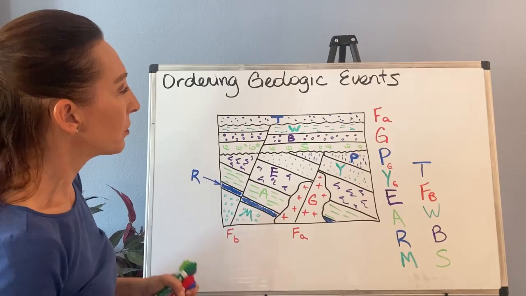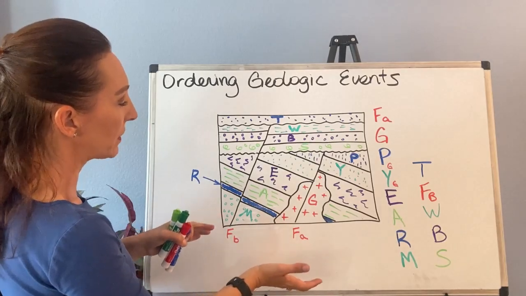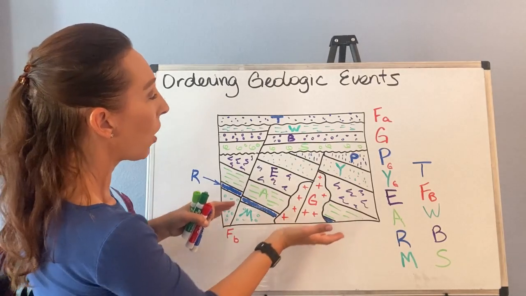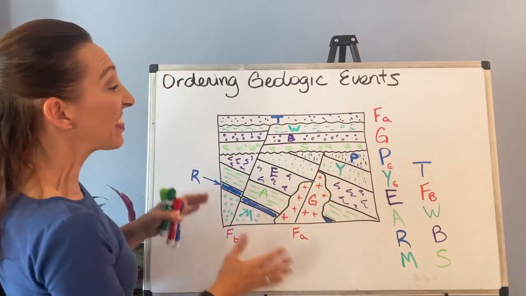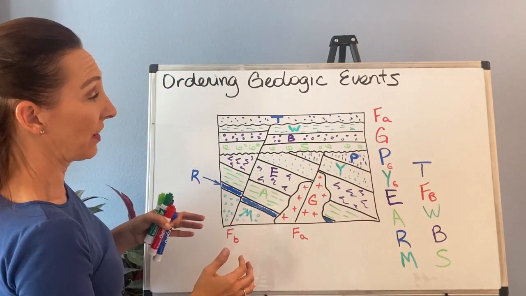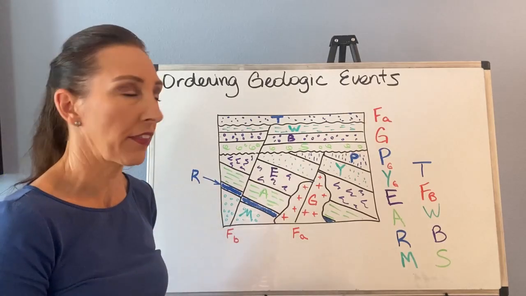I also wanted to talk about the tilting event, so when this might have happened. And so likely what's going to happen is you have to build up M all the way through P, and then you would have gotten a tilting event in there. So that would have come after that.